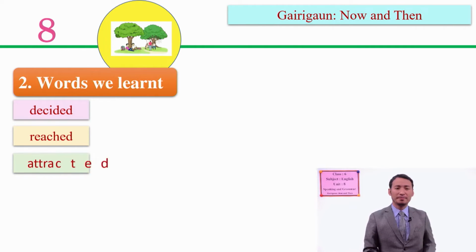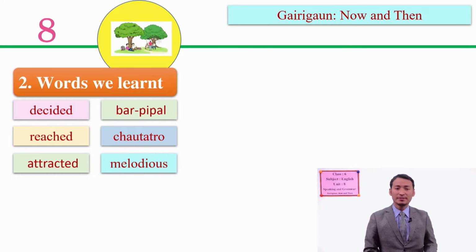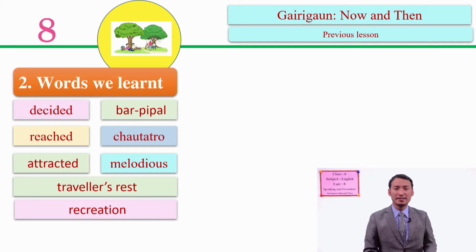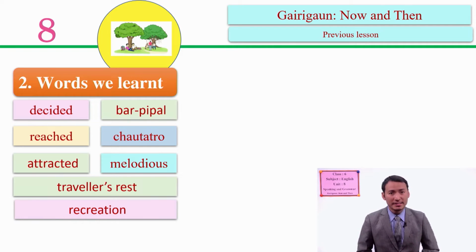Okay, let's start. The words we learned were decided, reached, attracted, Bar People, chautaro, melodious, traveler's rest, recreation. By these words as well, you might have got some idea about our previous lesson, right? So let's talk about Gairigaun Now and Then and what we have learned in this story.